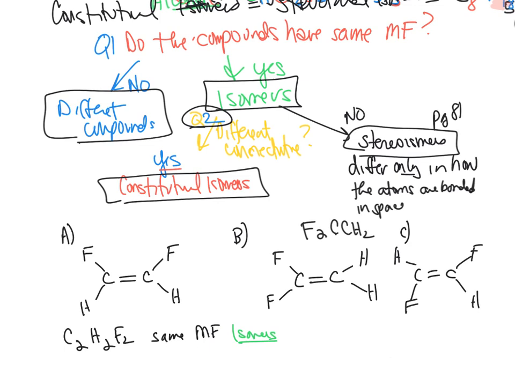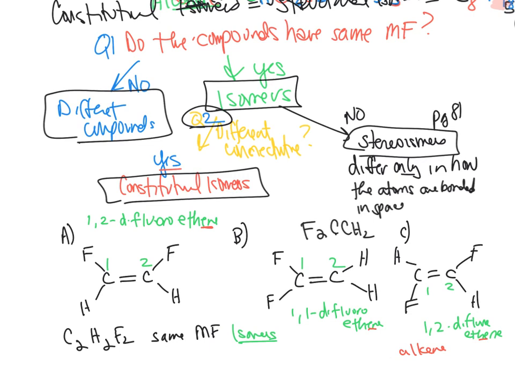Well, if you found the longest chain, you would say the longest chain of carbon is 2. This one is a 1,1-difluoroethene, and this is a 1,2-difluoroethene. So they're the same functional group, the ene, which is an alkene, but the 1,2 and the 1,2 have the same connectivity. The 1,1 means they're different connectivities. So this makes it a constitutional isomer.